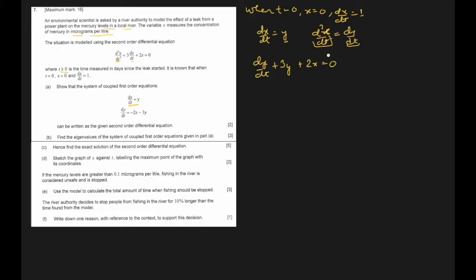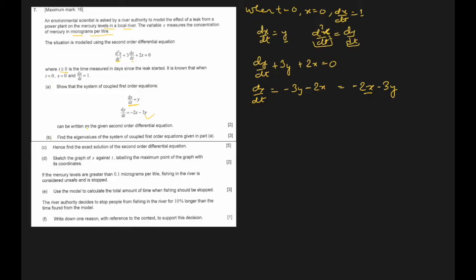plus 2x equal to 0, and they want both of them to be negative. So dy over dt stays on the left side, but 3y and 2x both go to the right side. Let's rearrange it: minus 2x, as they want, minus 3y. There is a reason for writing x first and y later, because we need to use matrices later.